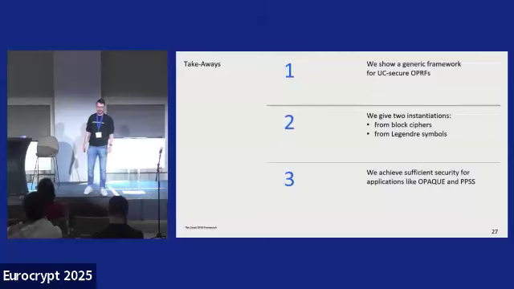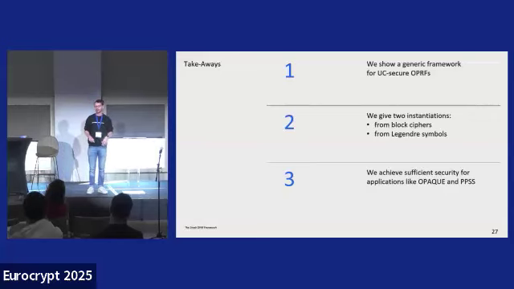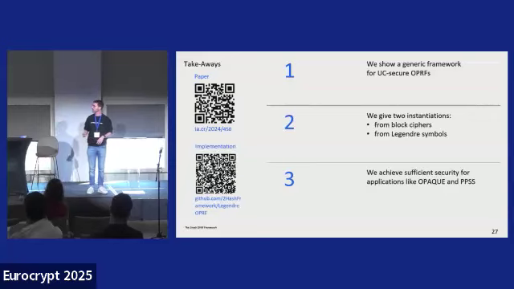All right, then let's wrap this up. What you can see if you look at the paper is a generic framework for constructing UC-secure OPRFs. We show 2 instantiations of this framework, and we achieve sufficient security to plug these OPRFs into OPAQUE or PPSS. The paper is available on ePrint, and you can also check out our implementation on GitHub.